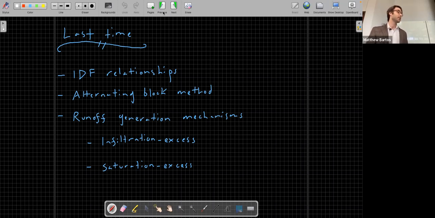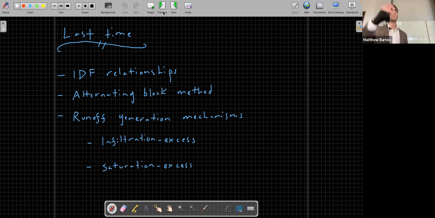Okay. And we also started our discussion of runoff generation mechanisms. So for the next couple of lectures, we're going to be concerned with the processes by which rainfall is transformed into runoff. Okay, we're going to be looking at rainfall runoff modeling. And we went through two different major mechanisms for runoff generation. And those included infiltration excess runoff and saturation excess runoff. Can anyone explain to me what the difference is between these two runoff generation mechanisms based on what we talked about last time?